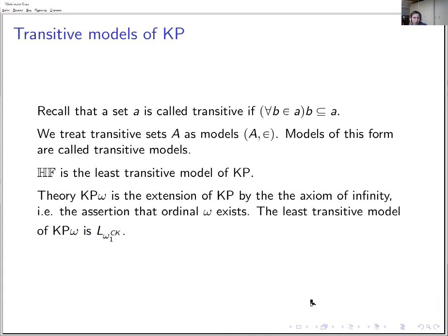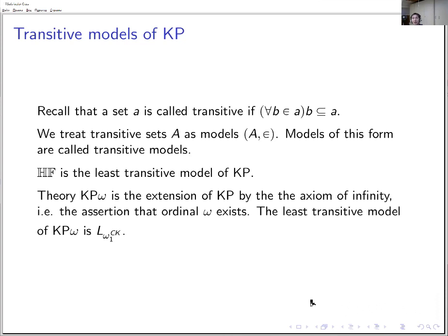As usual, transitive models are simply transitive sets that are considered to be models in the signature with the membership predicate. HF is of course the least transitive model of KP. This is very boring. The first interesting thing happens if we go beyond HF.